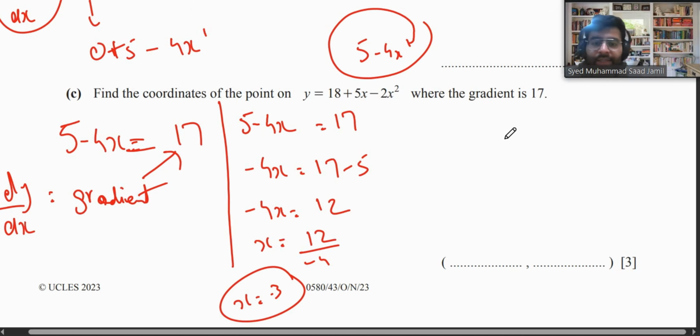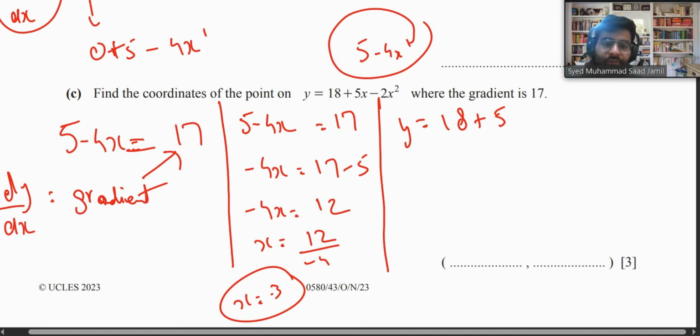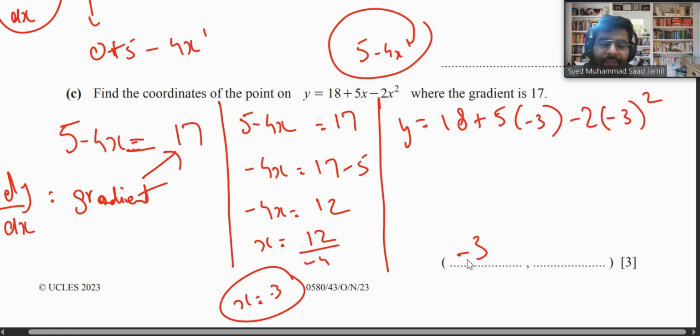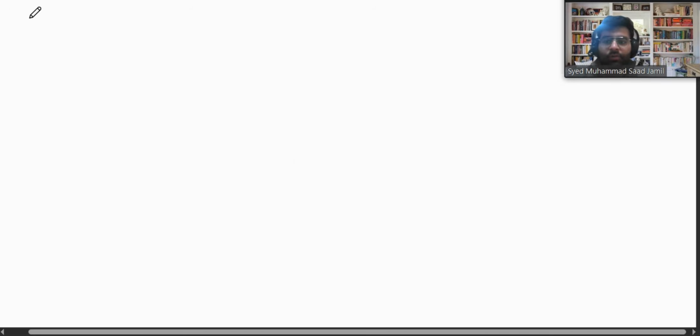Okay, when x is equals to negative 3, y is equals to 18 plus 5 multiplied by negative 3 minus 2 multiplied by negative 3 square. I don't have the brains to do anything, I'm just going to use the calculator. 18 plus 5 multiplied by negative 3 minus 2 multiplied by negative 3 whole square, which is negative 15. So the coordinates are negative 3 comma negative 15. So I guess this is the paper, alhamdulillah.